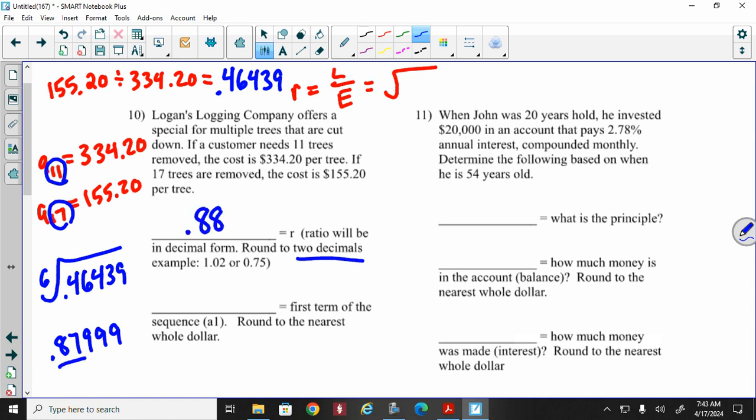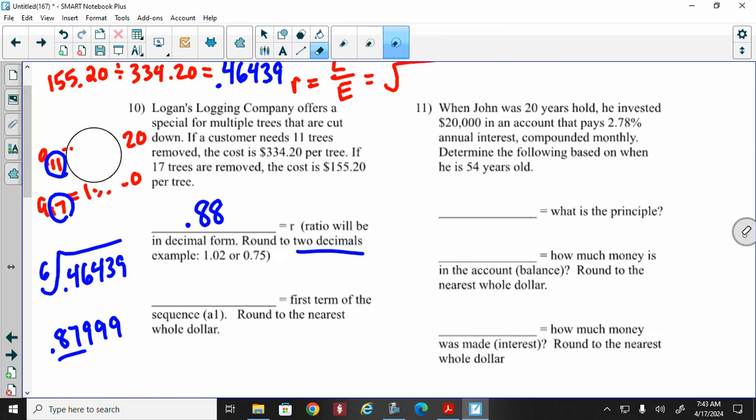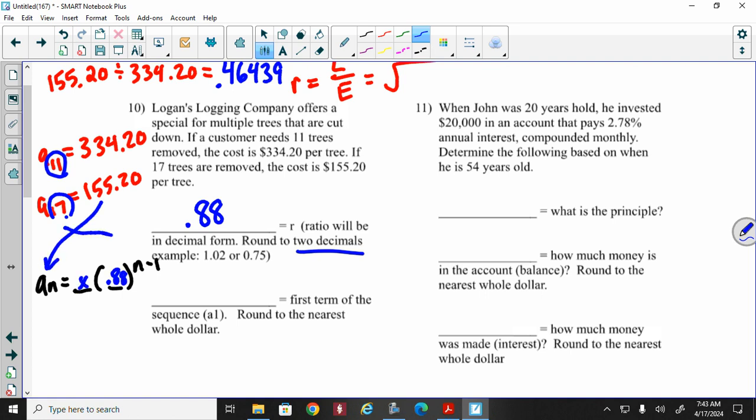All right. Now, finding the first term. We've done this several weeks now. So remember, it is for geometric, so A of n is equal to something, parentheses something, n minus 1. I just found my r to be 0.88. That's x. I'm just going to go ahead and do 155 here. I'm going to put 17 right there.